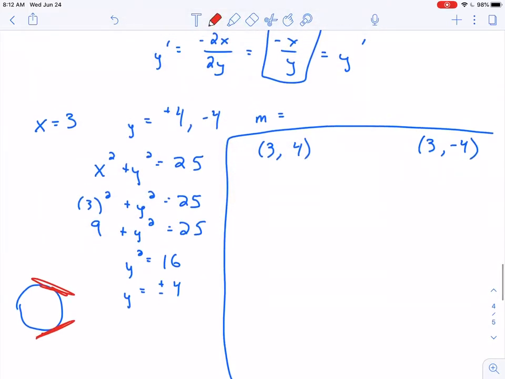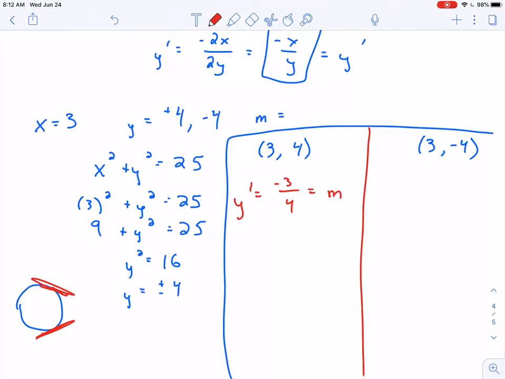So let's find the equations of these tangent lines. I've got the point for each one of these. I just need to find the slope. So let's work with 3, 4 first. I'm going to take my x value of 3, my y value of 4. We're going to plug those into our y prime equation because that tells us the slope of the tangent line. Y prime equals negative x, that's negative 3 over y is 4. Well, that's my slope. I can't really simplify that much more. I guess you could give a decimal if you really wanted to, but I'll leave that as negative 3 over 4.